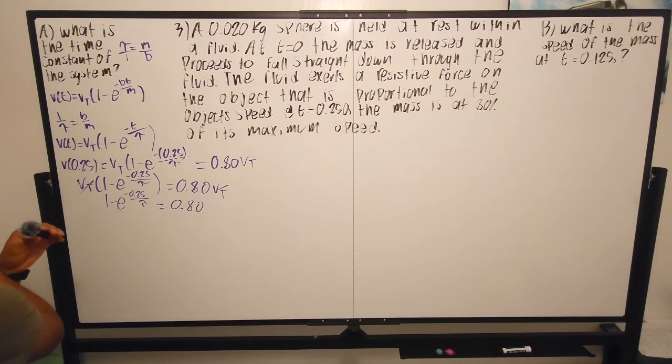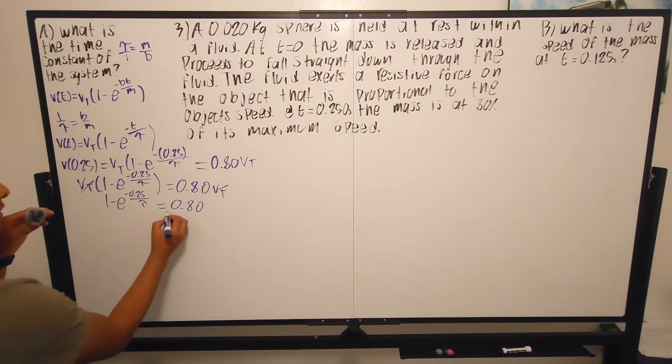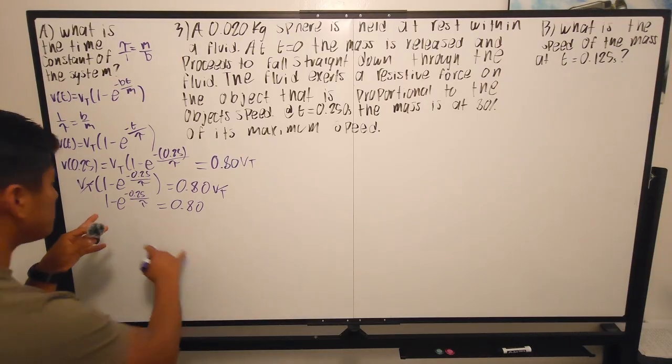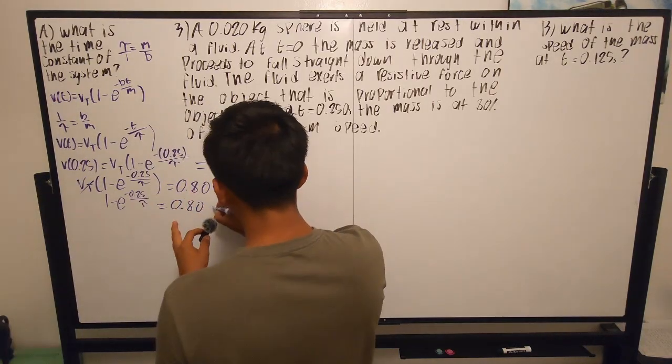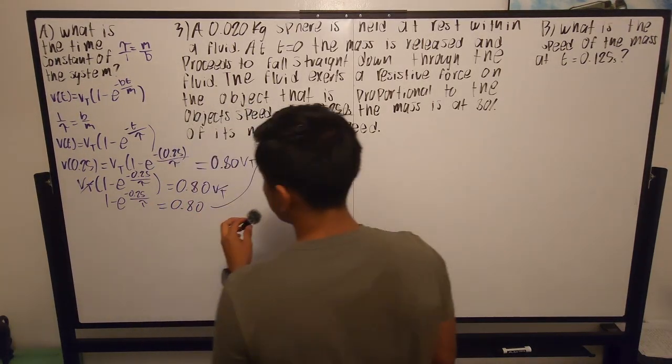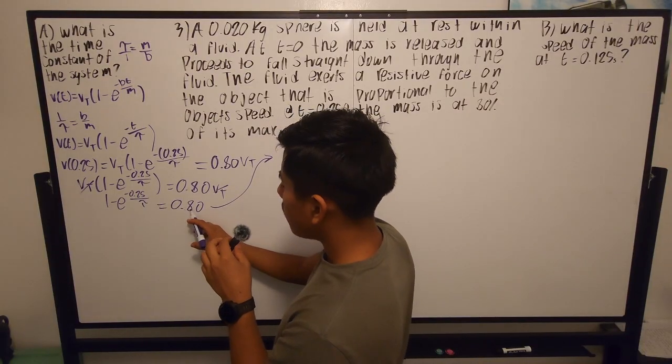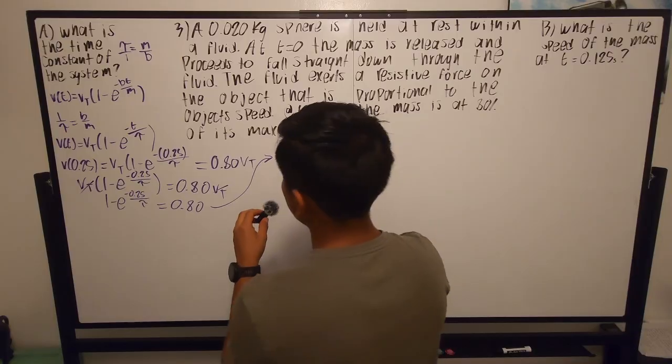And again, we are solving for tau, so we want to get tau by itself. What I'm going to do is subtract the 0.8 and add this e. So I'm just going to skip that step because I don't want to write all of that, but I'm going to go ahead and rewrite it over here. So it's going to look like 1, and then minus that 0.80 is going to be 0.20.